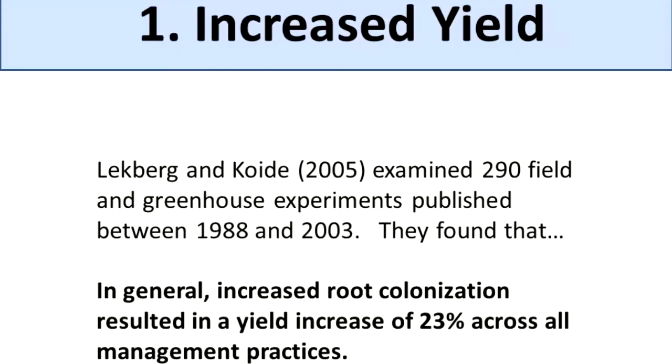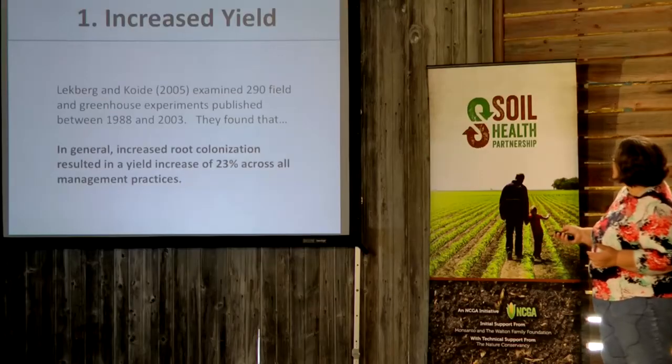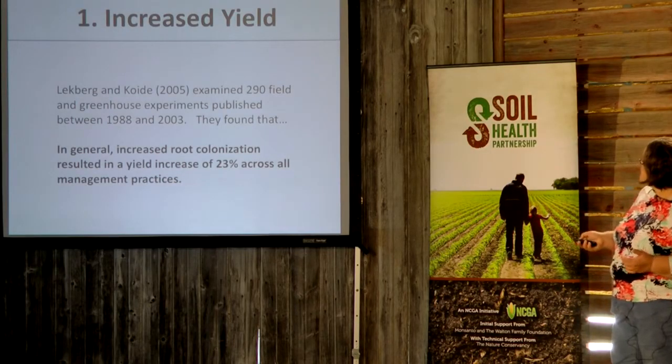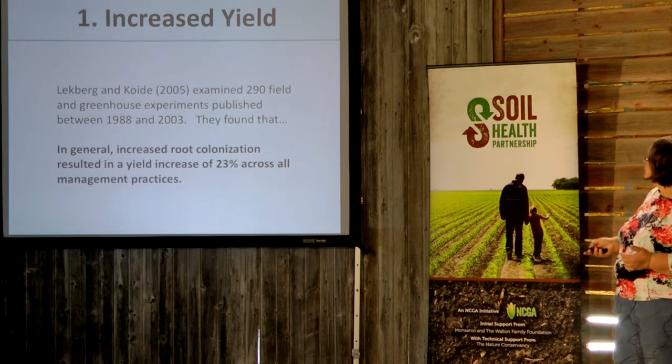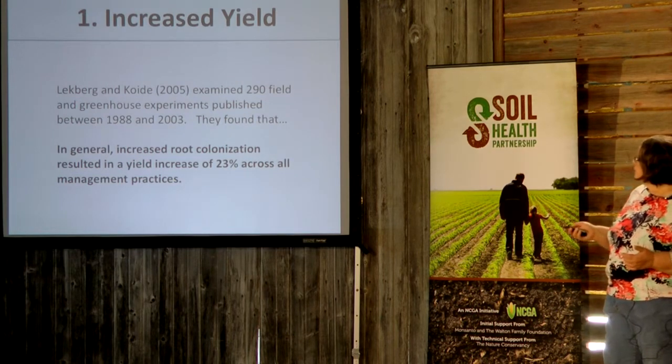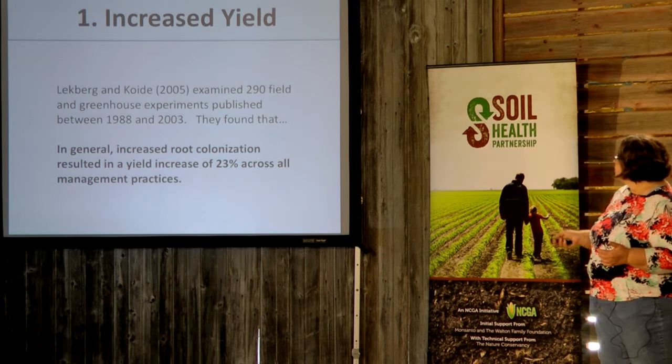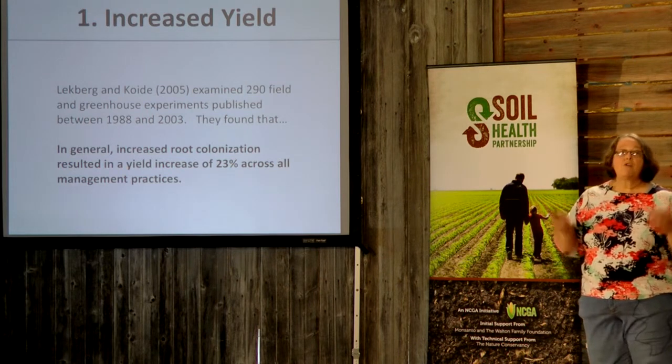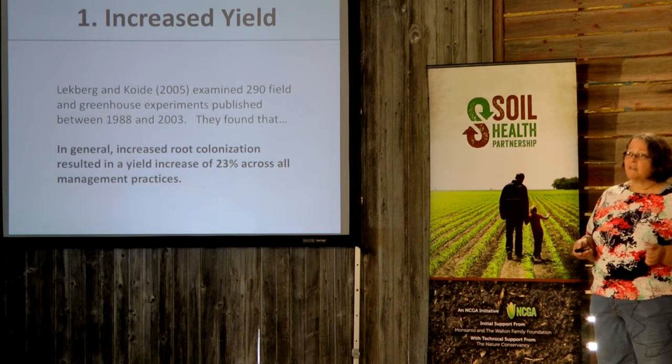So Leckberg and Coide in 2005 looked at 290 field and greenhouse experiments. This is called a meta-study. All the experiments aren't the same. They're all very different, but there's special statistical analysis you do for a meta-study that compensates for all the different variables. And so what they found when they did this meta-study is that in general, increasing root colonization caused an increase in yield, on average, 23% across all management practices, all of them.